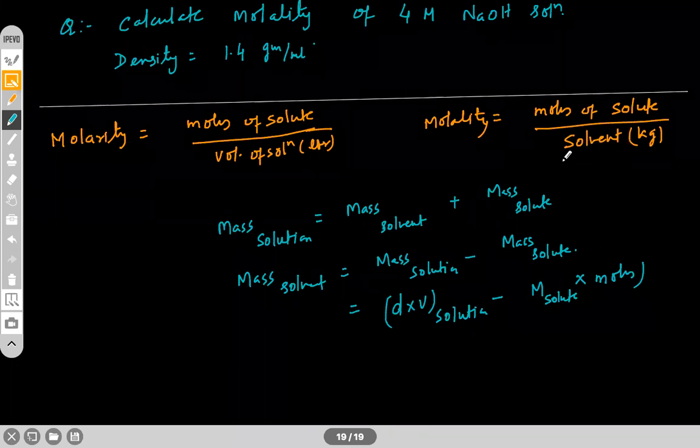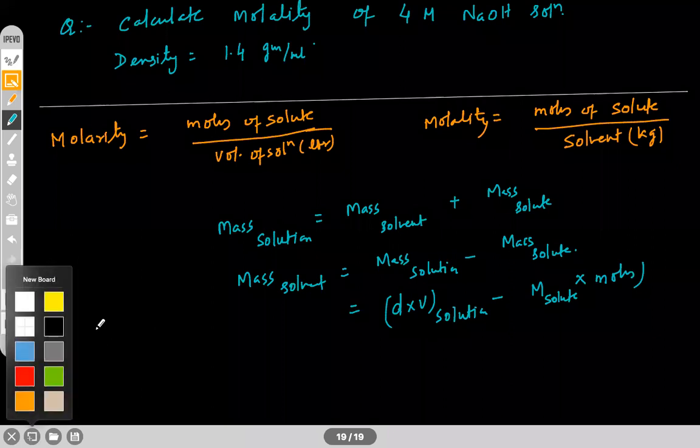Mass of solvent we can represent in terms of molar mass of the solute, which we know already, moles of the solute, which we have in the numerator. Density is given, volume of solution we have, right? Which will get cancelled afterwards. So how we'll derive the relation? The idea is this. Now, how do we derive?